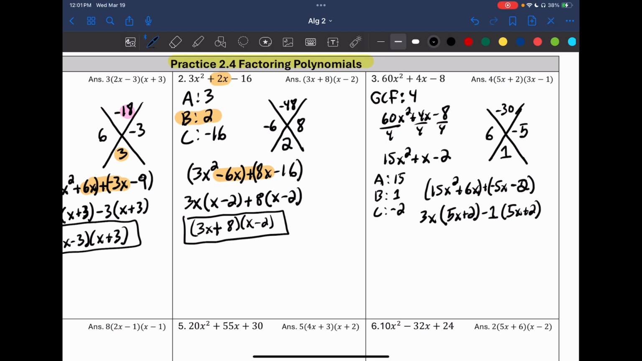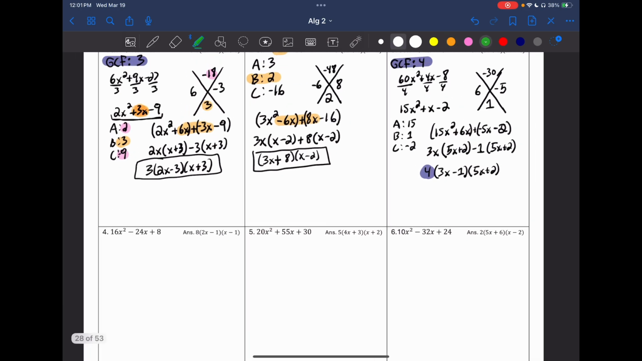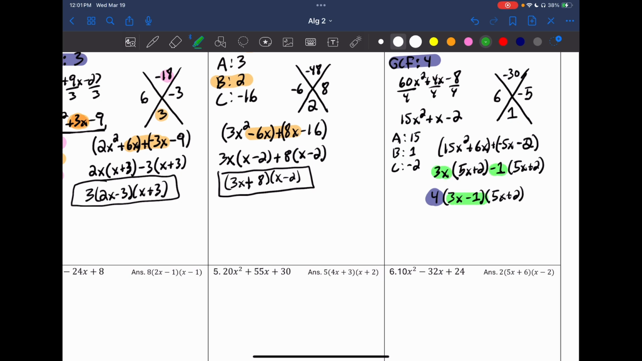So when we distribute the negative 1, they both become negative, meaning that our final answer would be 3x minus 1 times 5x plus 2. We need to remember our greatest common factor out in front, which would be 4. So maybe I'll highlight this. The greatest common factor goes there. The 3x minus 1 goes there. And the 5x plus 2 goes there. Just so you can keep track of where each of those components is coming from.